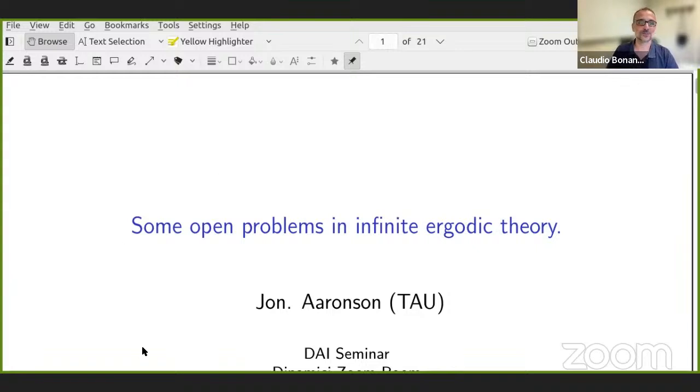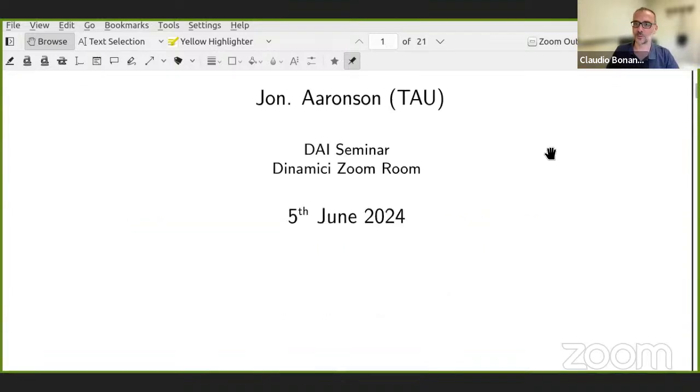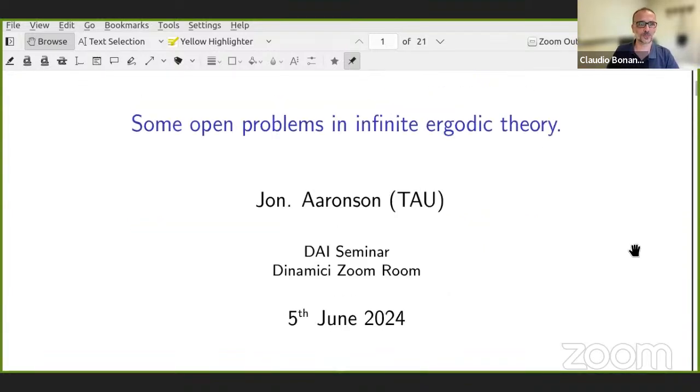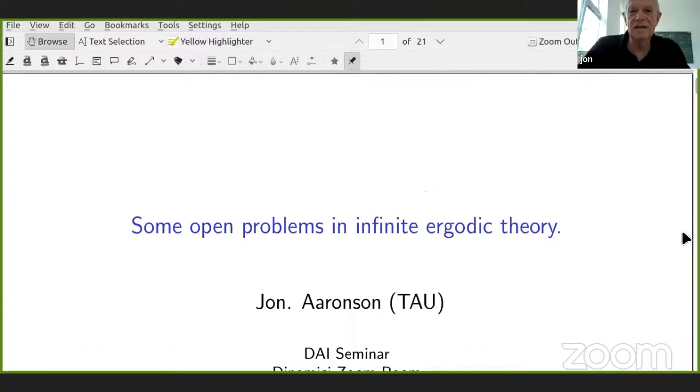Jon, can you see my beamer? Yeah, we can see part of it. I can see it full screen. Okay, you have to scroll, but it's not full screen. Yeah, now we can see it. Okay.